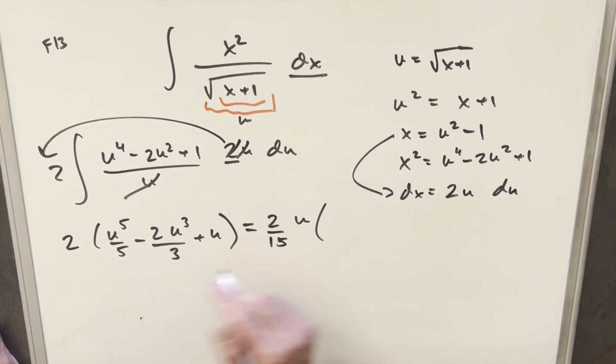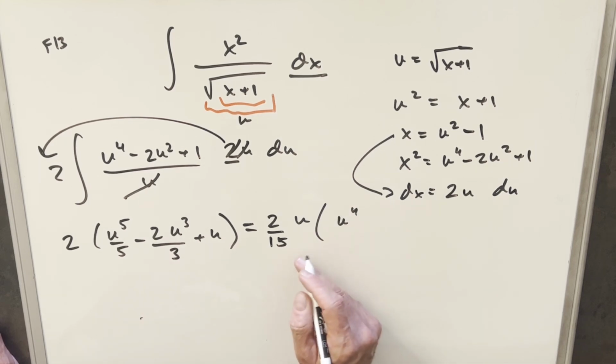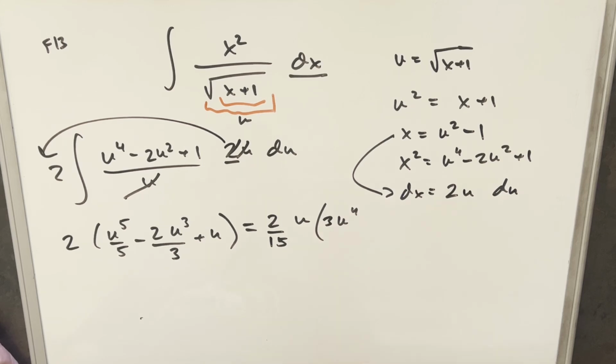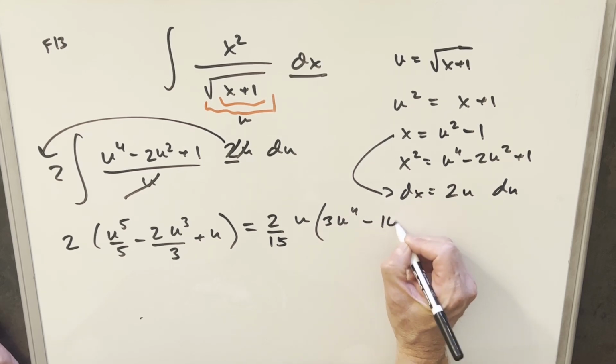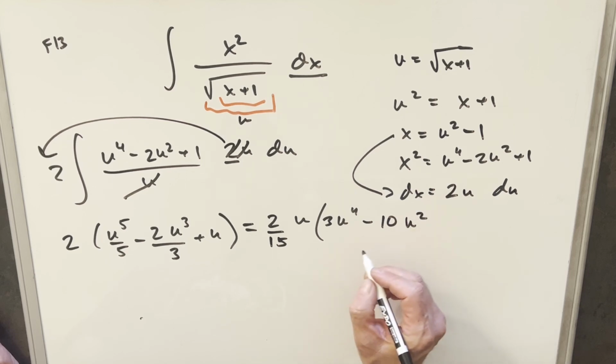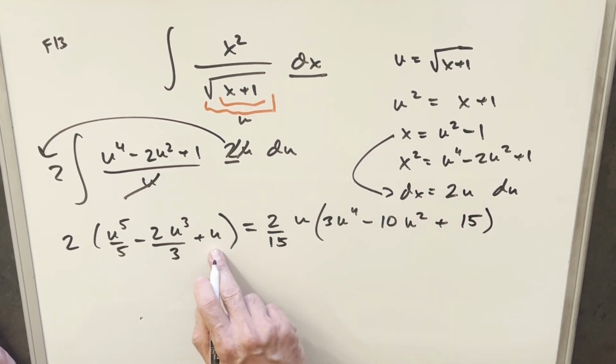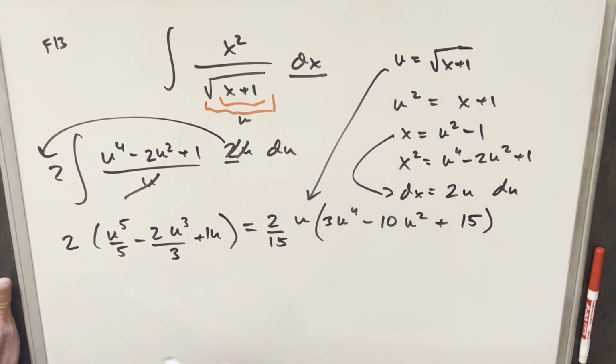Then rewriting this, the first term, now it's going to be u to the fourth. And instead of having the 5 here, we'll have a 3 in front of it as a coefficient. And then for the second term, this is going to become a minus 10u squared. For the last term, we're just going to have a 15. Noticing again that 15 times 1 over 15 is going to get me back to the 1 coefficient here. And now we can just back substitute to finish this thing off.